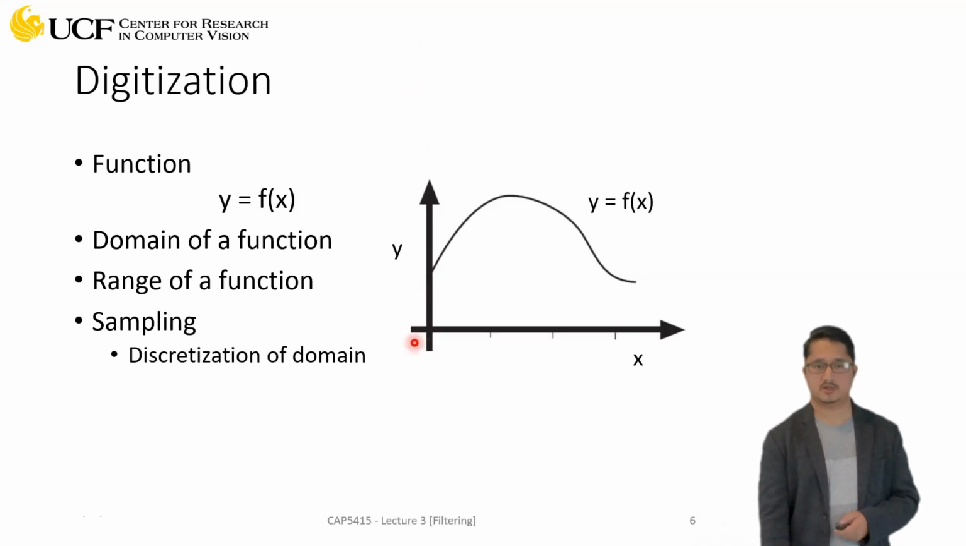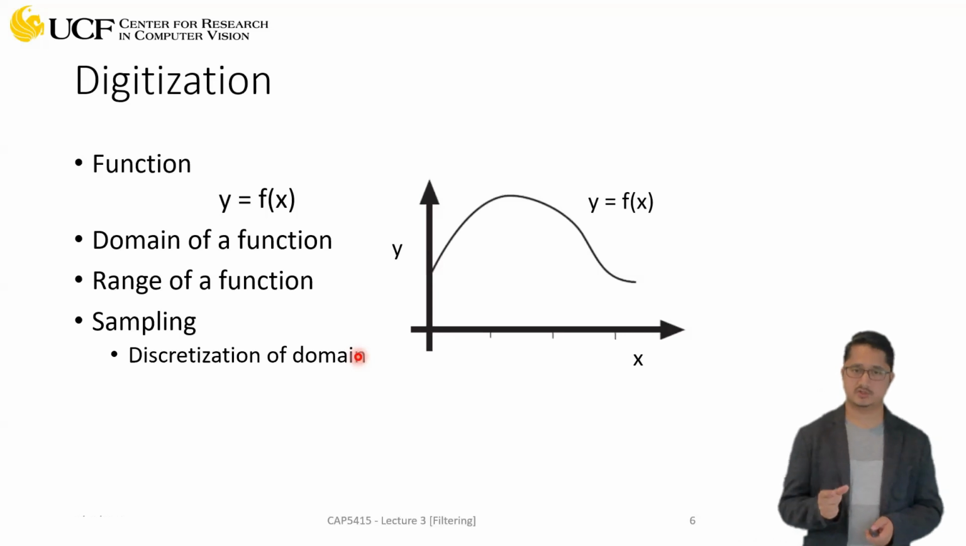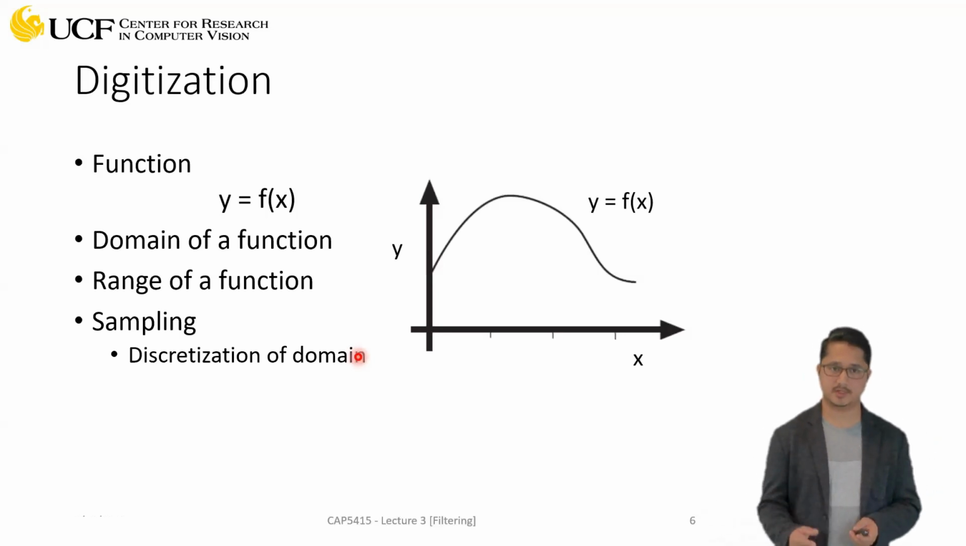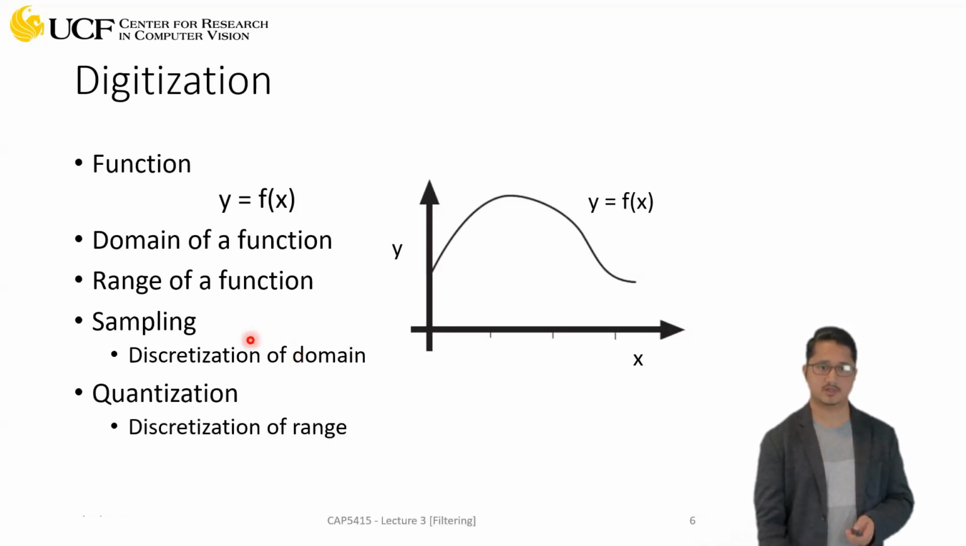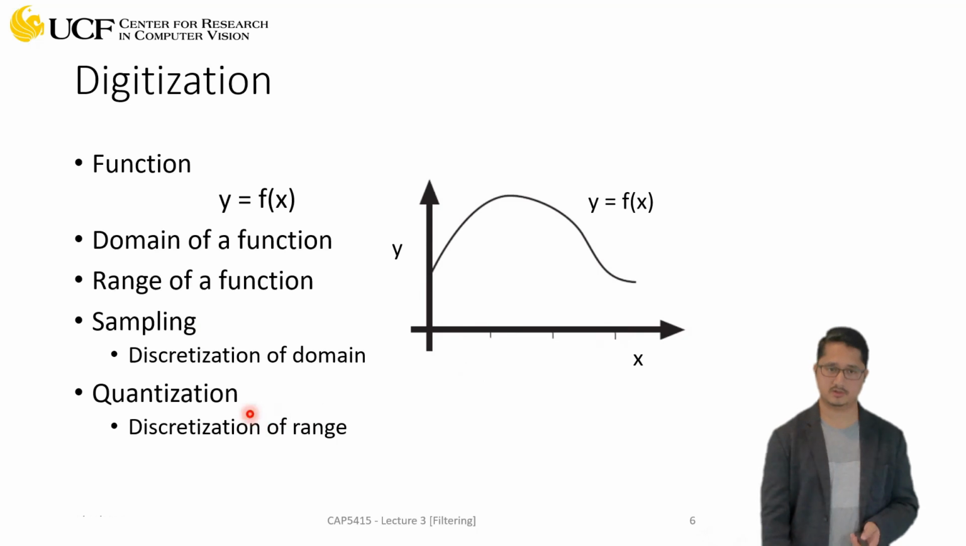Okay. Now, as I said, image digitization has two steps, sampling and quantization. Sampling is discretization of the domain, and quantization refers to discretization of the range.